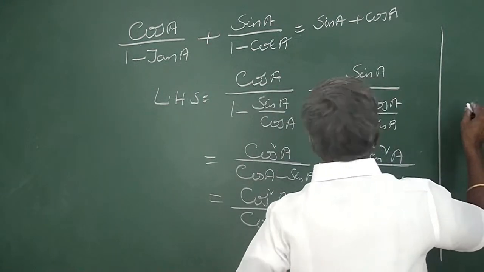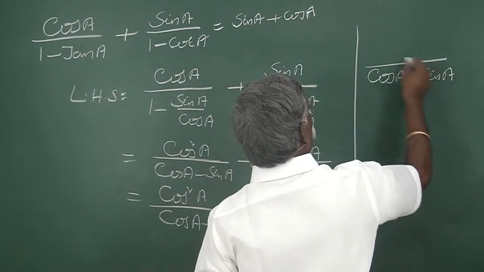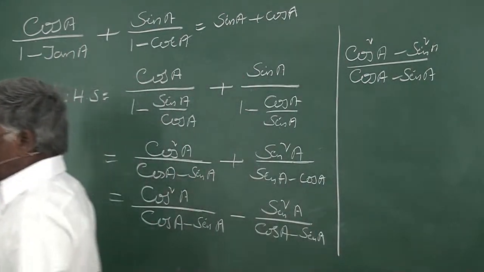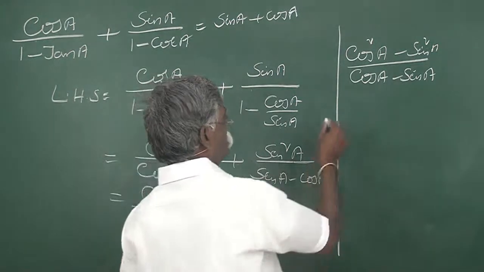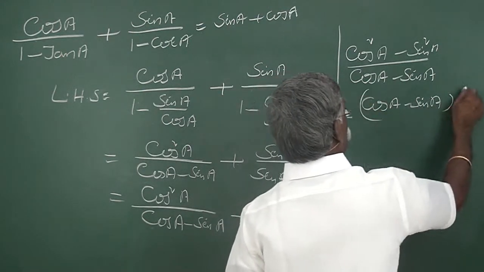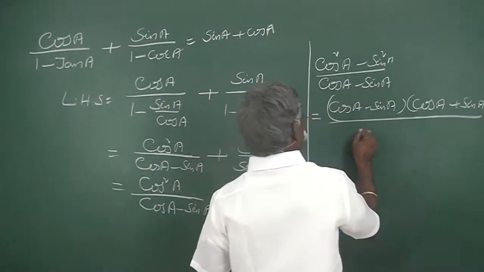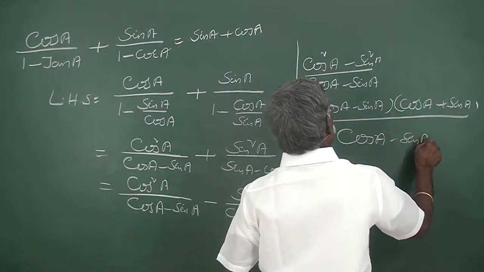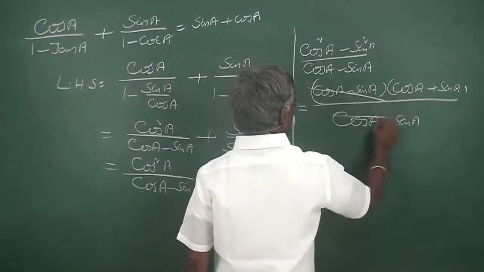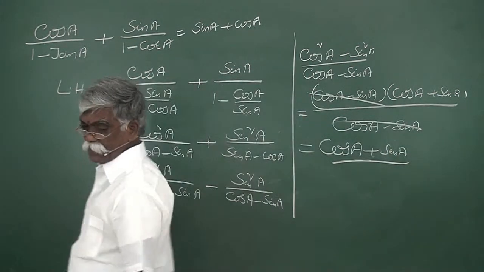Now, since the denominators are the same, if we take cos A minus sin A as the LCM, in the numerator we will get cos square A minus sin square A. Now cos square A minus sin square A, the factors are cos A minus sin A into cos A plus sin A, by this denominator cos A minus sin A. These two get cancelled and the remaining answer is cos A plus sin A. This is what we were asked to prove.